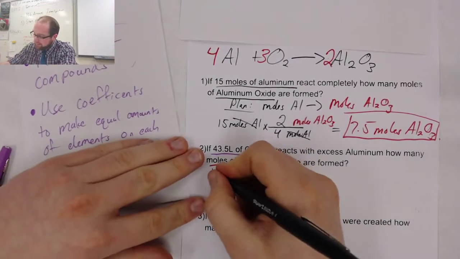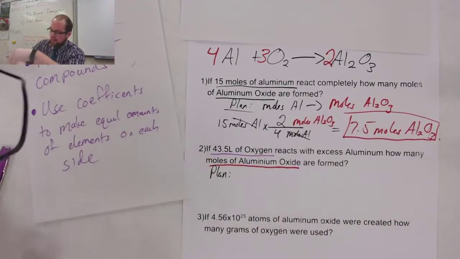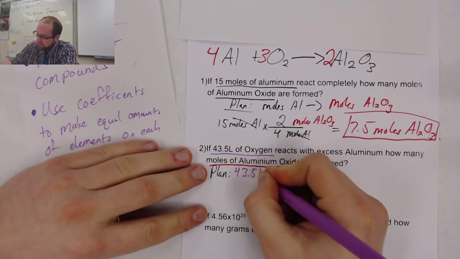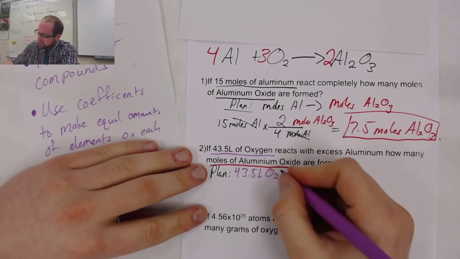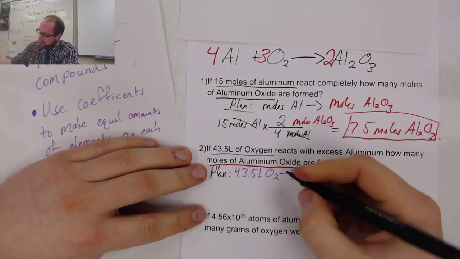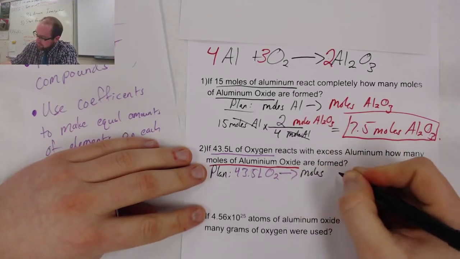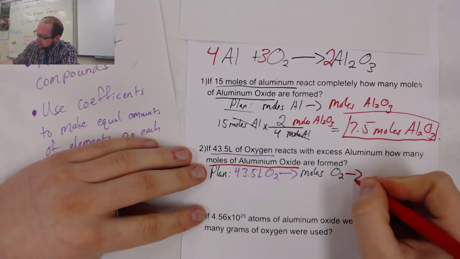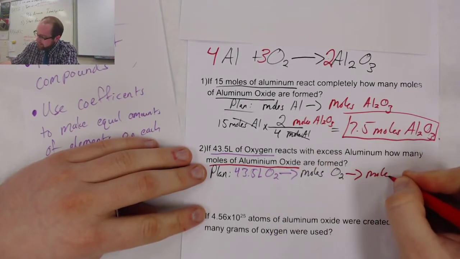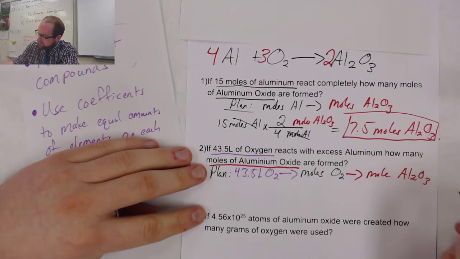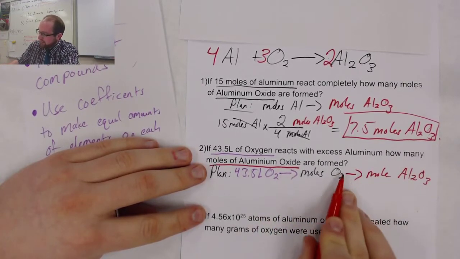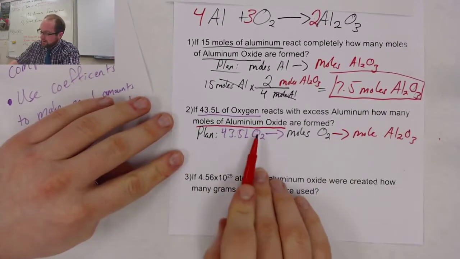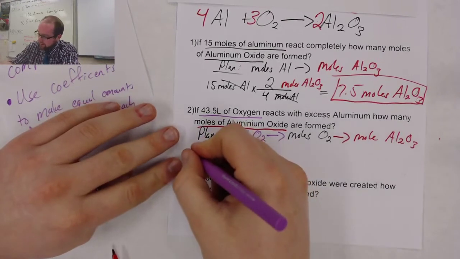So my plan for this problem is going to look a little bit like this. I want to get my starting stuff into moles. So I want to turn these into moles of oxygen, and then convert the moles of oxygen into what we're trying to find, the moles of aluminum oxide. So you can see here each arrow is going to be a represented step in my problem. So let's set this up and let's write out our work.